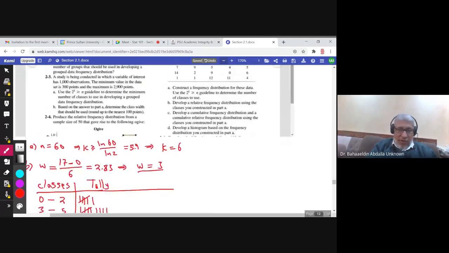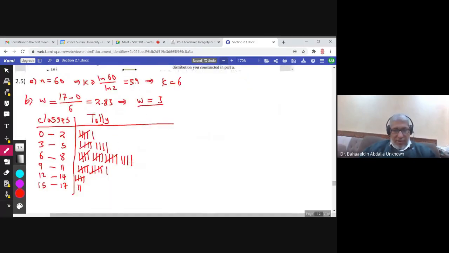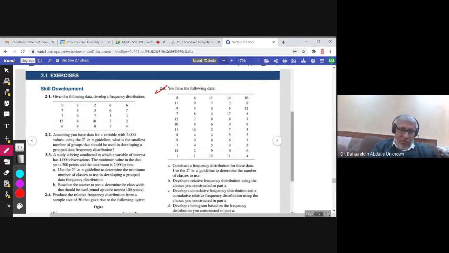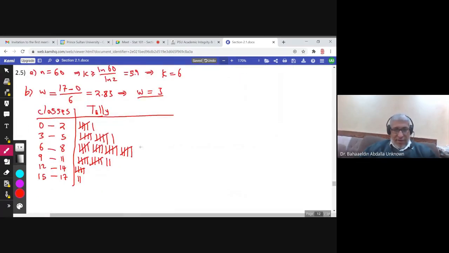7, 9, 4, 5. 7, 5, 6, 4. So you can do it like this. Concentrate, and you do it quickly. It takes 3-4 minutes. And then you write the frequency.